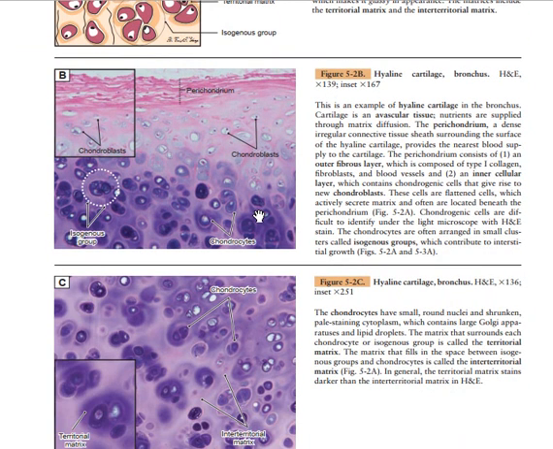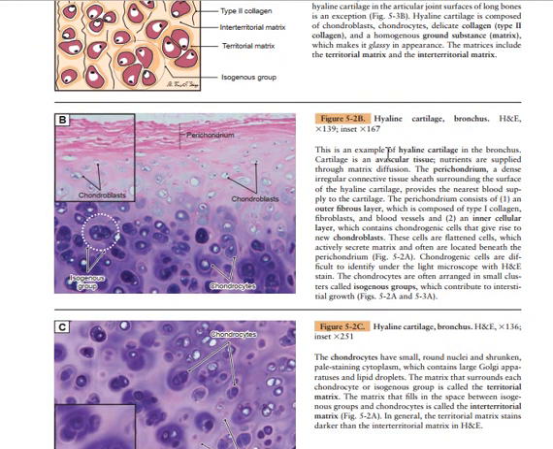The next thing is the hyaline cartilage of a bronchus. So you can see here isogenous groups. You have the territorial matrix inside the isogenous group. You have interterritorial matrix outside connecting two isogenous groups. These are chondrocytes here inside the lacunae. Now here we have chondroblasts, which are directly underneath the perichondrium, and then here we have the perichondrium with the chondrogenic cells inside.